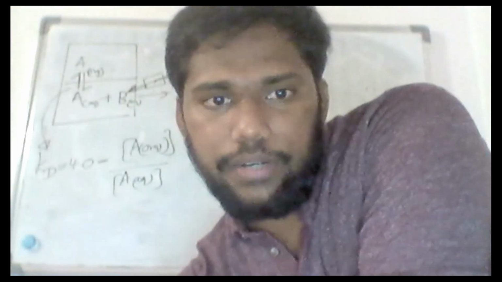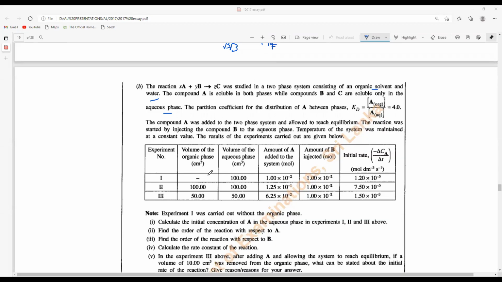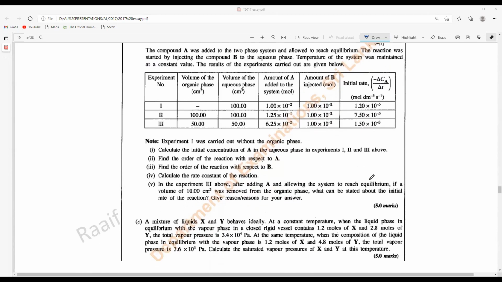So they have studied several reactions, in fact 3 experiments, and the volumes and all those things are given, right? So we will try to draw these 3 steps here. For the first one, there is only the aqueous phase, and it is 100 cubic centimeter. And you have 1 into 10 to the power minus 2 moles of A, and 1 into 10 to the power minus 2 moles of B. This is experiment 1.